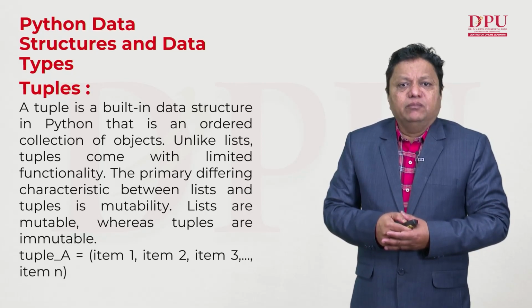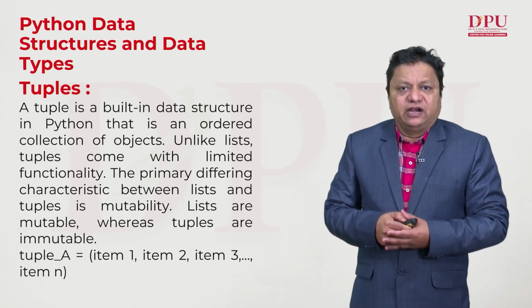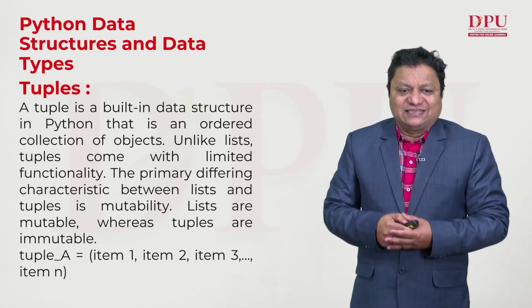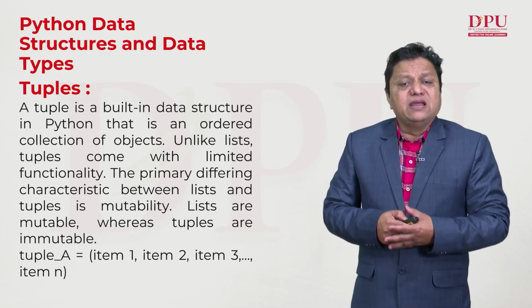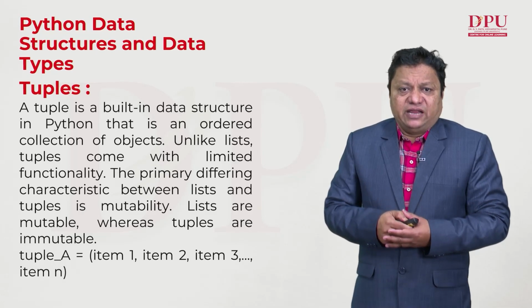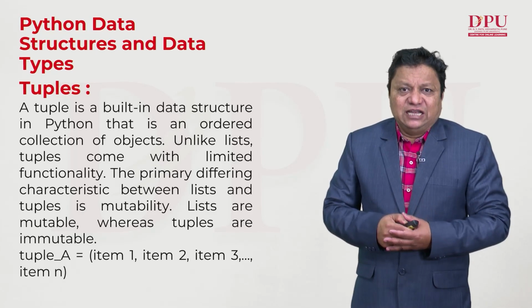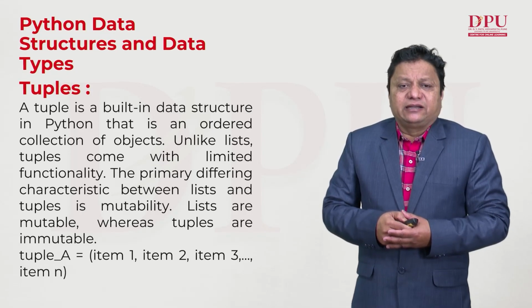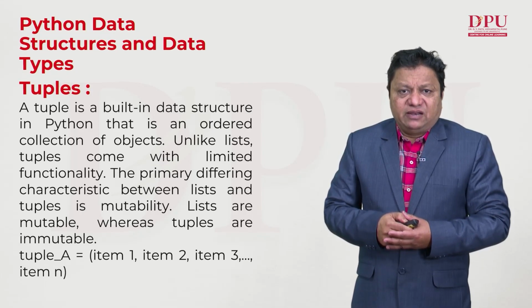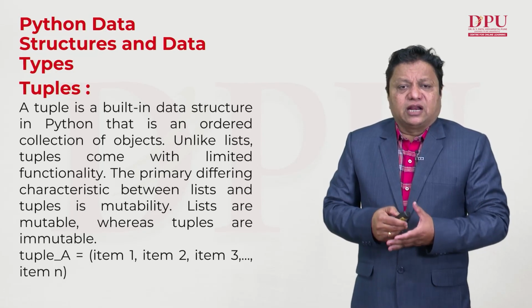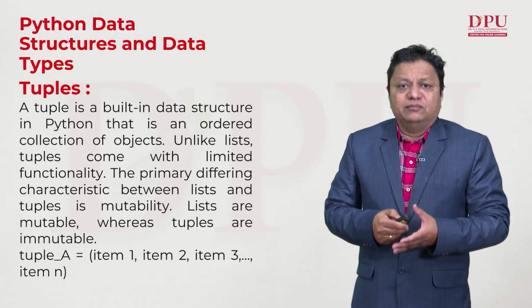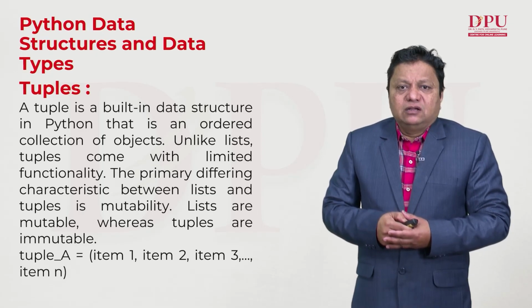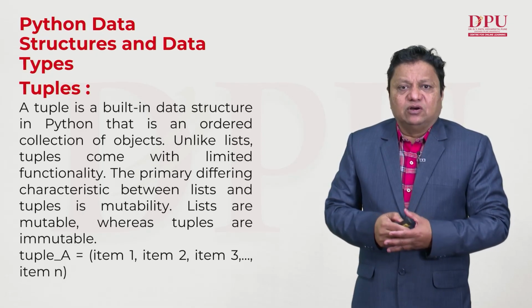As tuples are immutable, a tuple can be created by using the following syntax, that is name of the tuple is equal to, in a rounded bracket, name of the items separated by a comma operator, as you can see in the following slide, that is tuple underscore a is the name of the tuple is equal to, in a rounded bracket, item 1 comma item 2 comma item 3 comma and so on, ending with a rounded bracket. So this is how we can create a tuple.